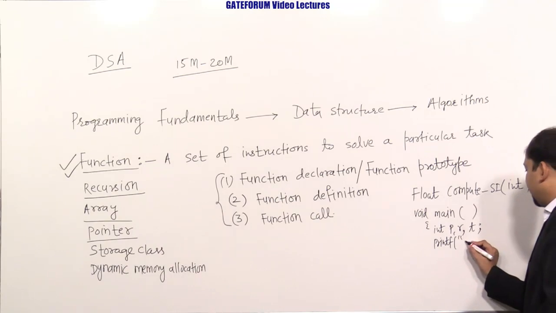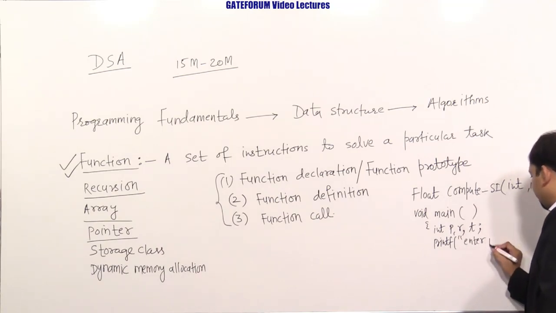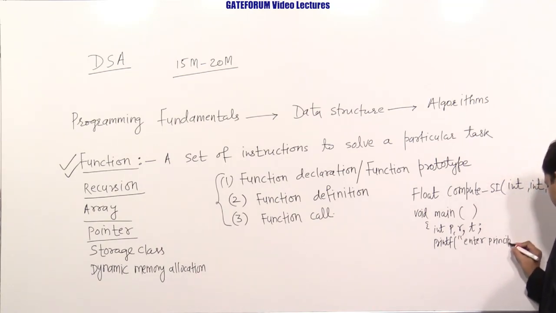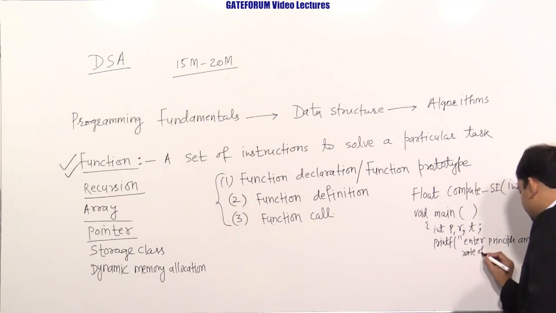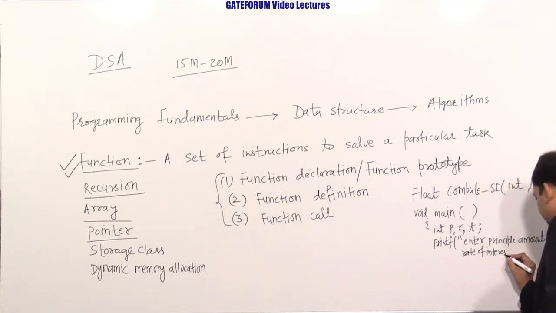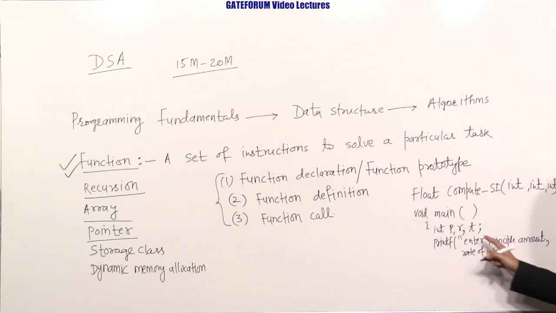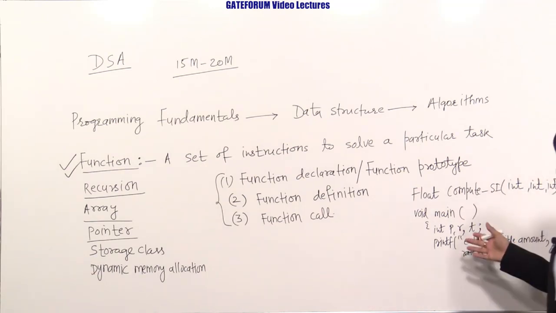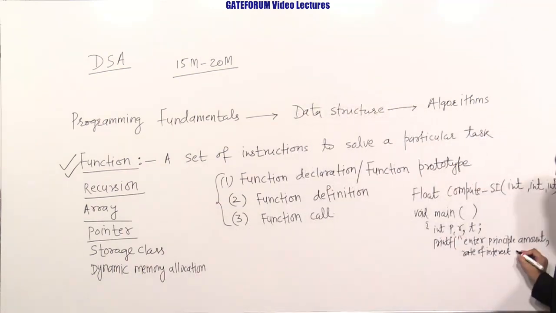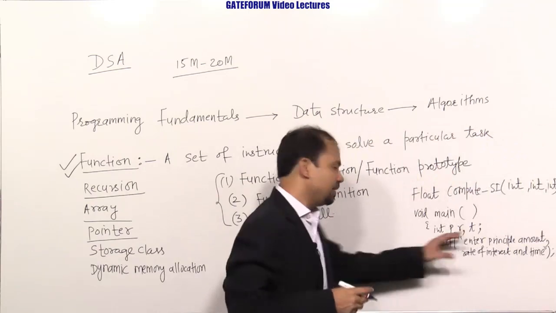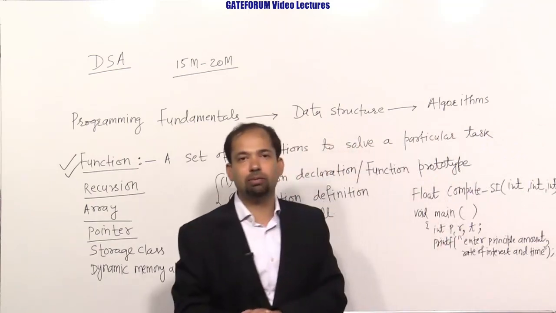So printf: enter principal amount, rate of interest, and time in years. It is going to give a comment-line kind of thing. The user will get to know that he or she has to enter the values of p, r, and t. Whenever you give this command, a message will be prompted on your screen after successful compilation.